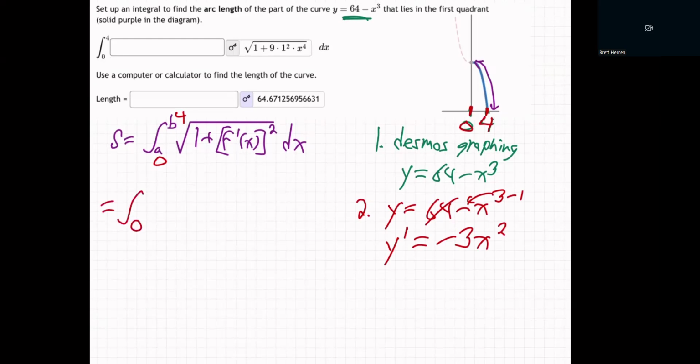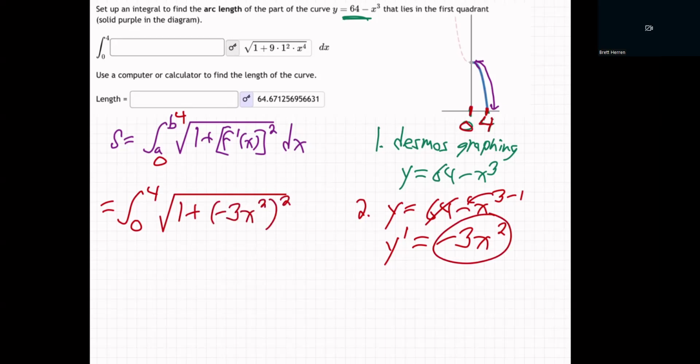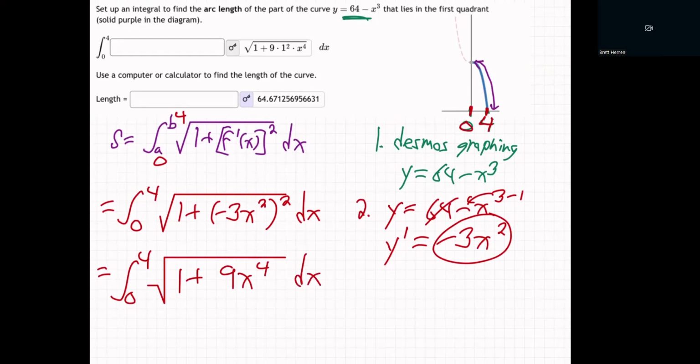So let's go back now to the arc length formula. It's going to be the integral from 0 to 4 of the square root of 1 plus this squared. So minus 3x squared squared dx. We can clean that up one more step. 0 to 4, the square root of 1 plus, and that'll be 9x to the 4th dx. And you can see that's what they have up here. That's the answer to that first part.